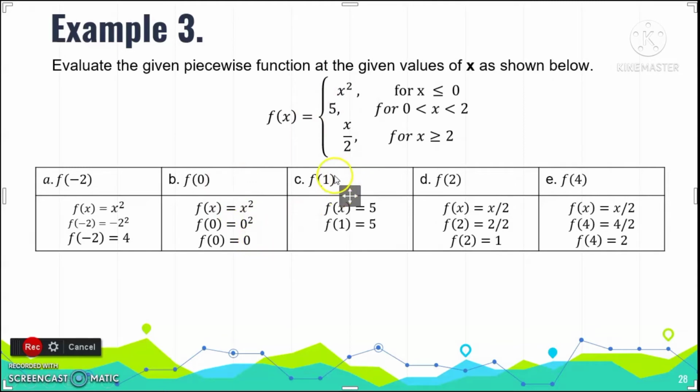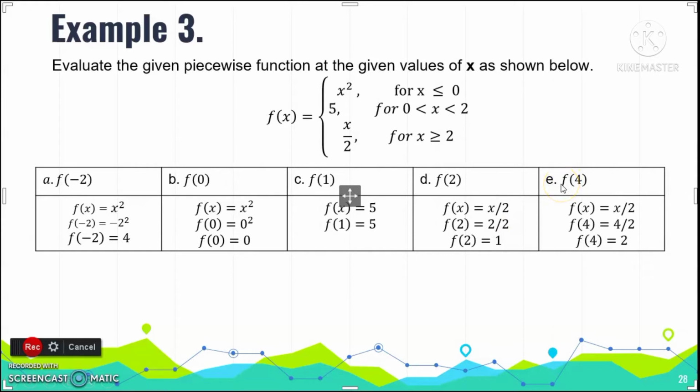F of 1 belongs to the constant function, x is greater than 0 but less than 2, therefore f of x is equal to 5 and f of 1 is equal to 5. Letter D, f of 2. 2 belongs to x is greater than or equal to 2, therefore we are going to use f of x is equal to x over 2. We have 2 divided by 2, therefore f of x is equal to 1.